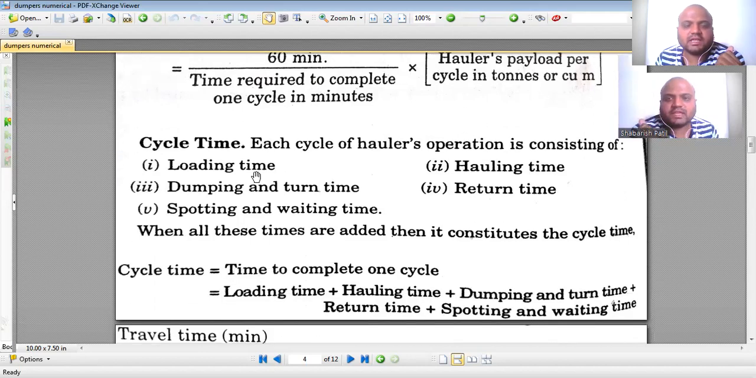And the cycle time of a dumper or hauler involves loading time. First we have to load the dumper, then we have to haul it from the loading place to the dumping place. We have to dump the material and we should return. Okay, dump it, turn the vehicle, and then return, and then spotting and waiting time. This is one cycle time of a dumper.